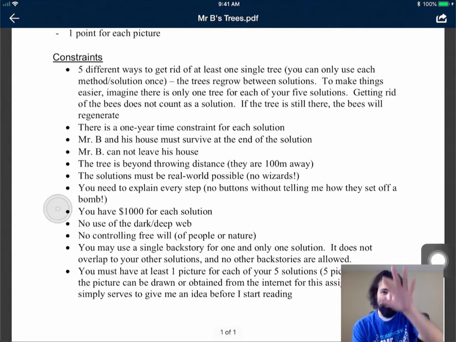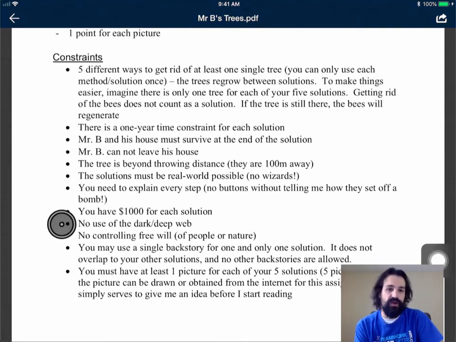Solution 2, you get $1,000. That $500 that you didn't use in solution 1 does not carry over. So $1,000 for each of your 5 solutions with no carryovers. No use of the deep web or dark web. You can't say he orders a grenade launcher off of the dark web because it's unreliable and I'm just ruling it out right off the bat.